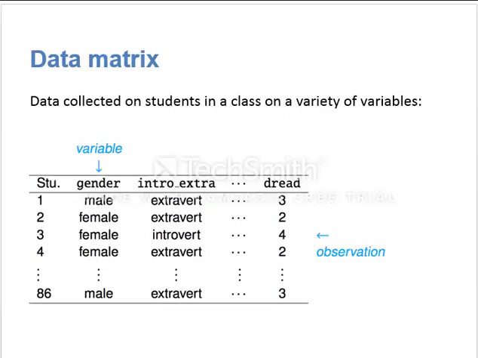So student 1 is a male who's an extrovert and has a level of dread of 3, versus student 4 who's a female extrovert, level of dread of 4.